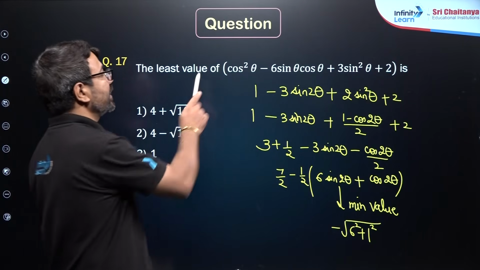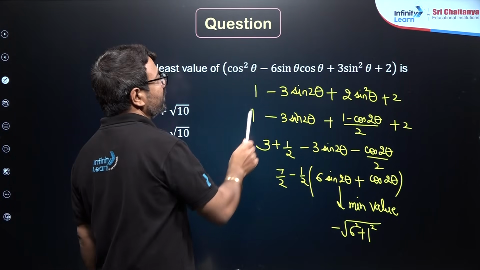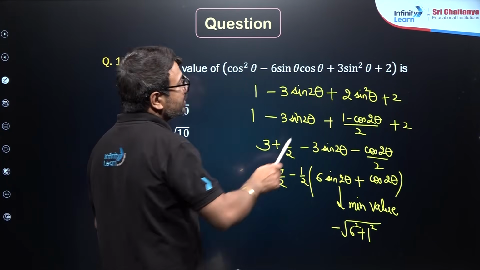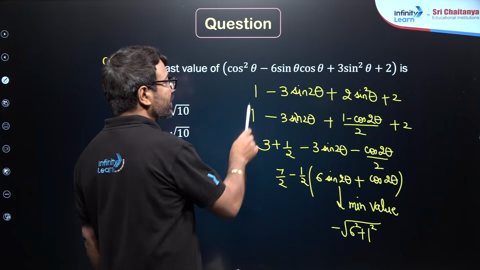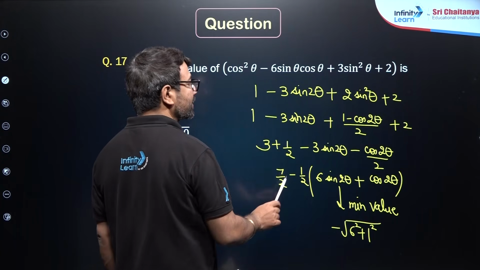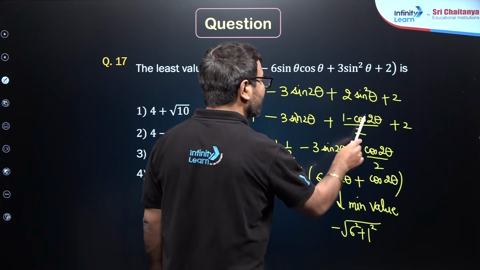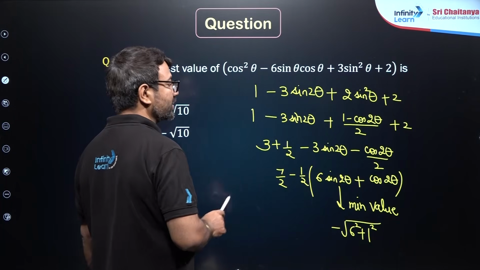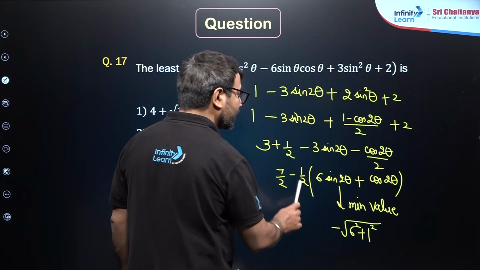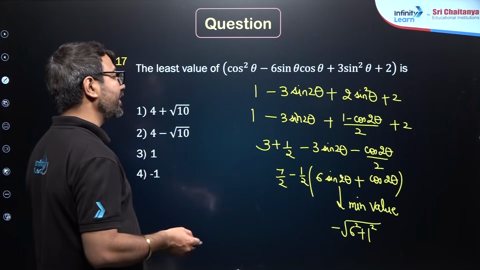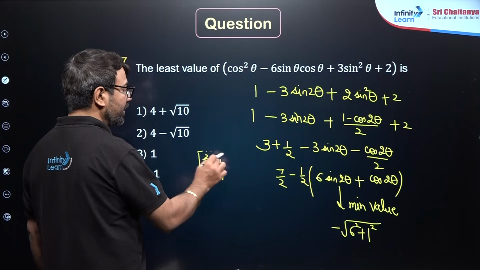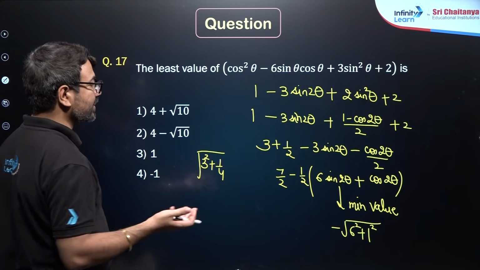Let me recheck. Cos squared plus sine squared will be 1. This is 2 into sine into cos, which is sine 2 theta. Here it is minus 3, and then plus 2 is also there. Then here 1 plus 2 will become 3. And then minus 3 sine 2 theta is written as it is. And here 1 by 2 minus cos 2 theta upon 2 is written as it is. This is 7 by 2. Here the half is also there as a common that I have taken. Or if I am not taking this half common, I will have 3 squared plus 1 by 4. Again I will have the same value, that is root 37 by 2.